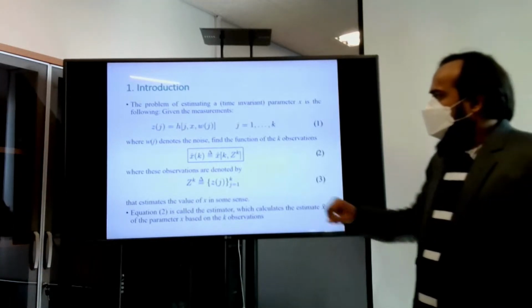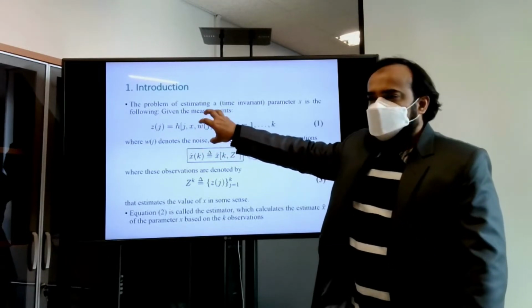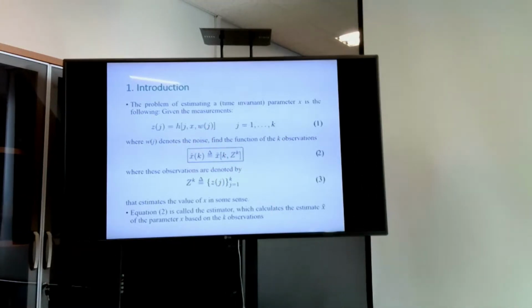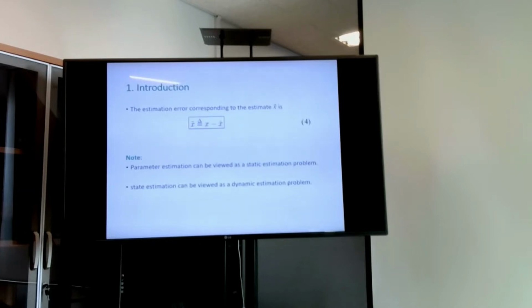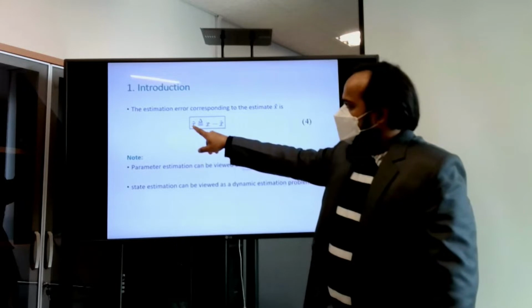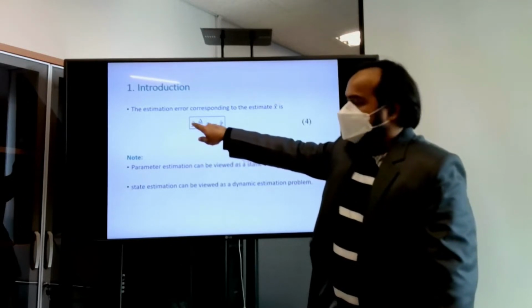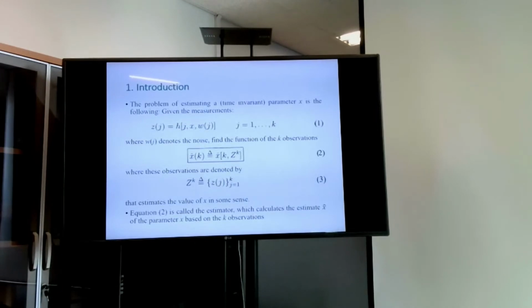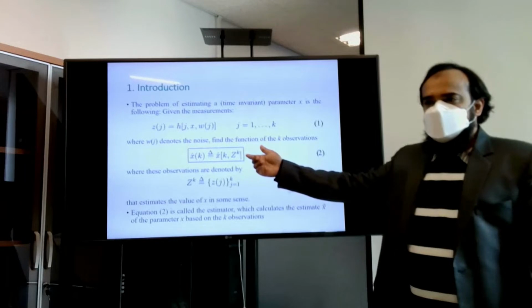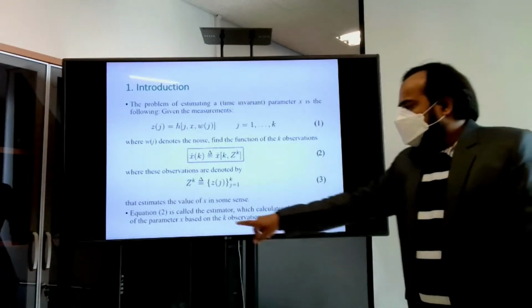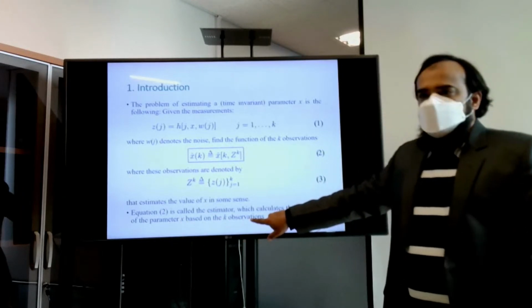And here your x is mixed with some noise omega j. That noise is white Gaussian noise. Similarly, the estimation error corresponding to the estimate is calculated like this: x tilde equals x minus x cap. So equation 2 can be any estimator, like a Kalman filter or extended Kalman filter or some other algorithm which estimates the value of x using the observations. Observation means the sensor output.